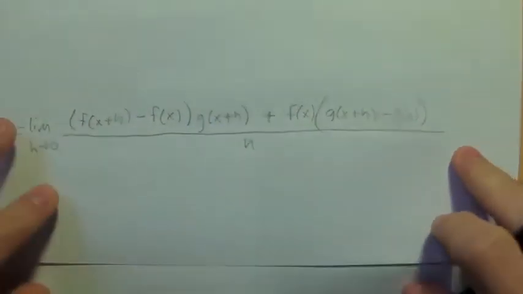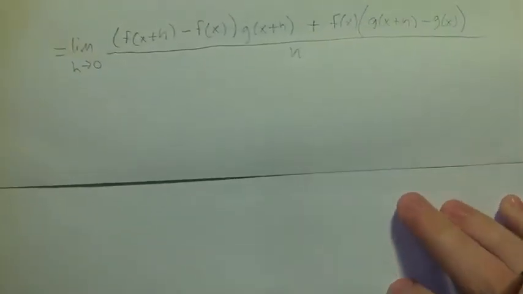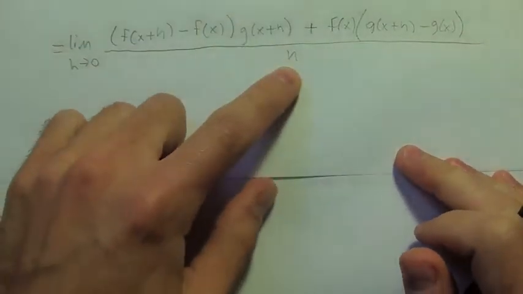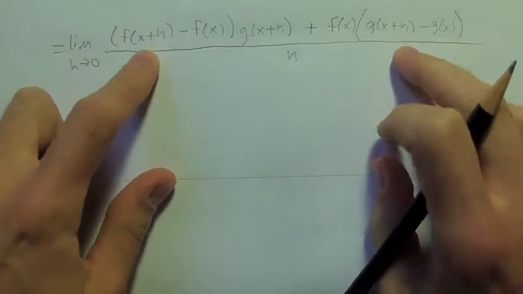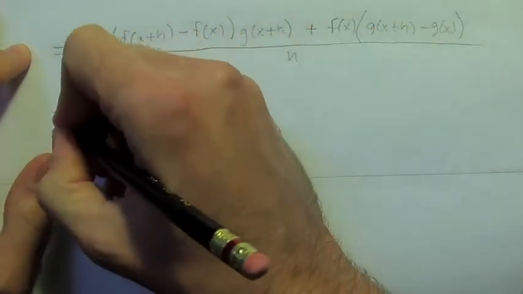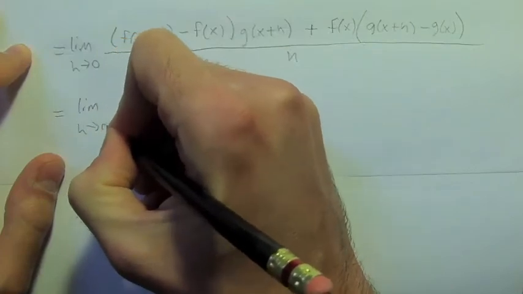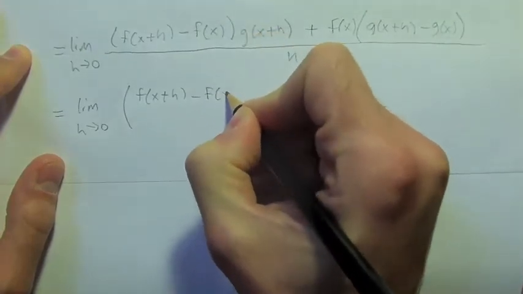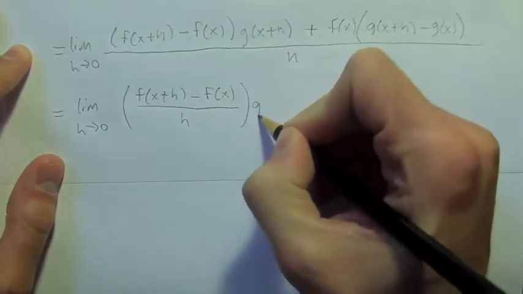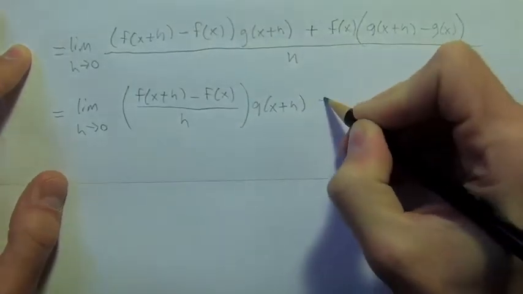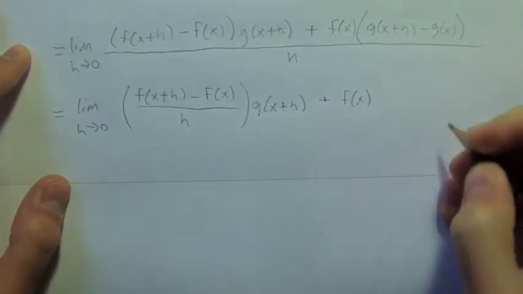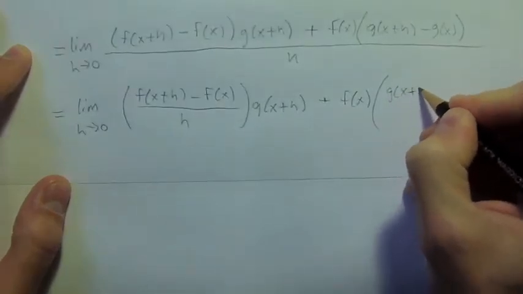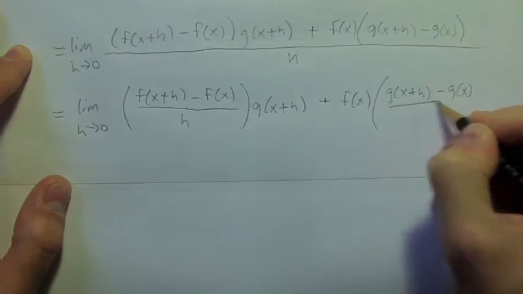Okay. And from here, now I'm going to split up this fraction. Then I'm just going to associate the h with the f of x plus h part. So this ends up being the limit as h goes to 0 of f of x plus h minus f of x all over h times g of x plus h, plus f of x times g of x plus h minus g of x all over h.